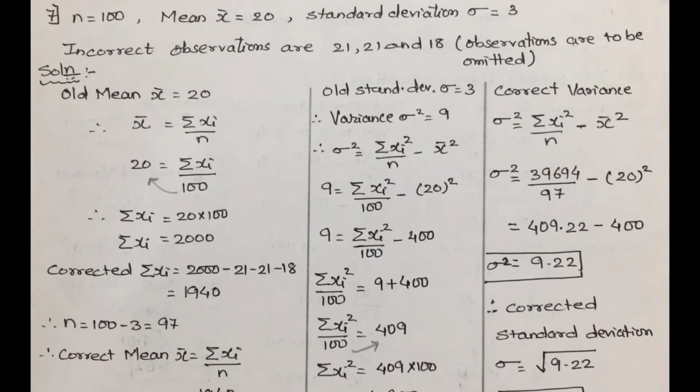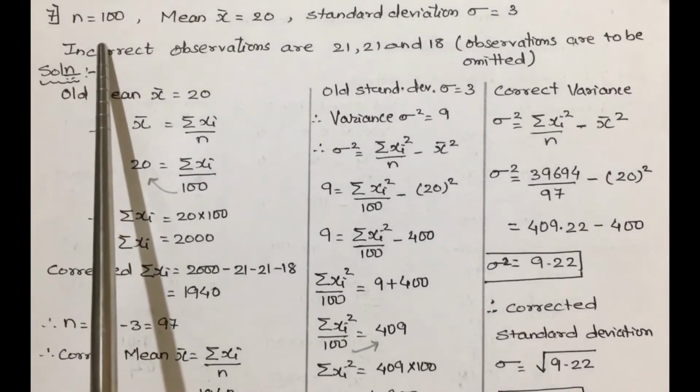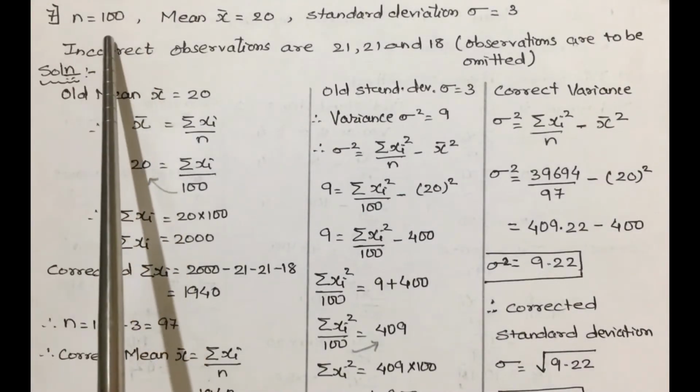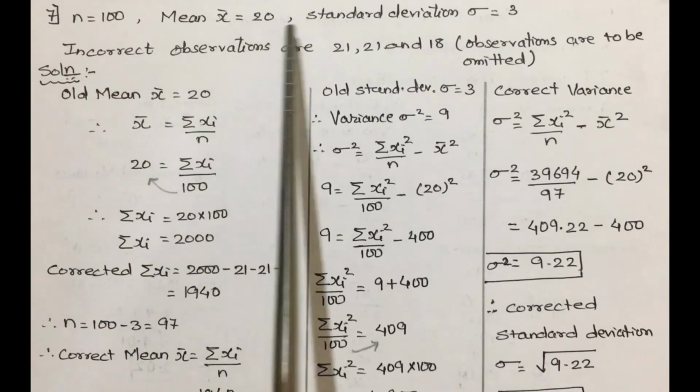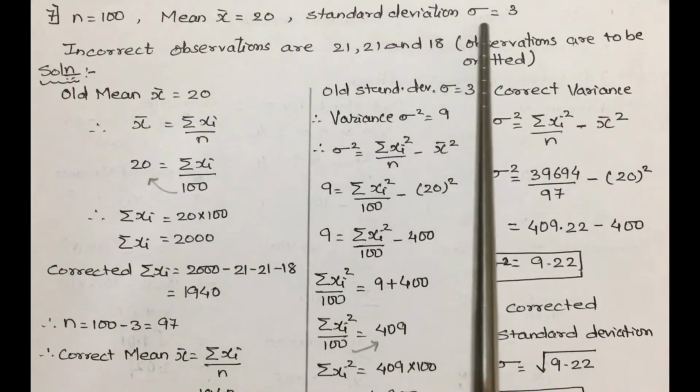We have completed the miscellaneous exercise of chapter 15 Statistics till question number 6. Today we will begin with the 7th one. Now the information given over here is n is 100, so in total there are 100 observations. The mean, that is x bar, is 20, and the standard deviation sigma is 3.